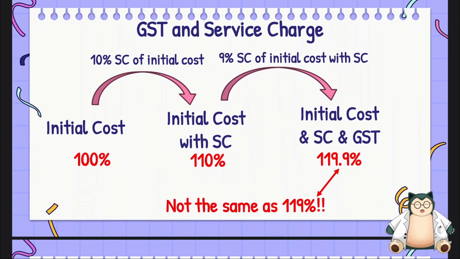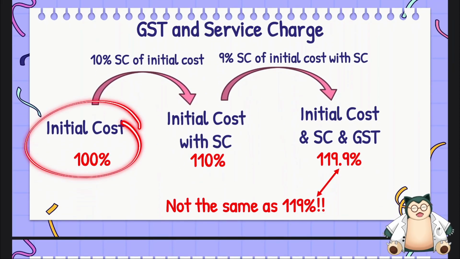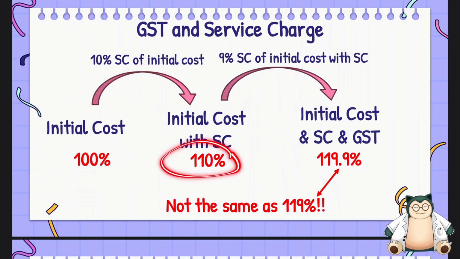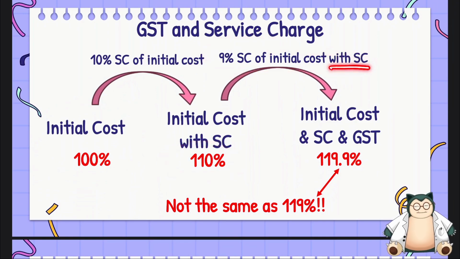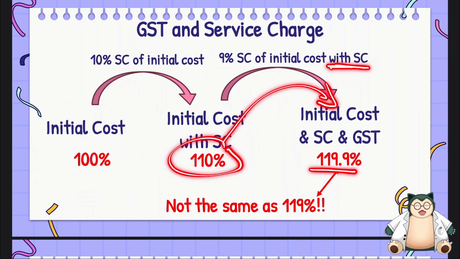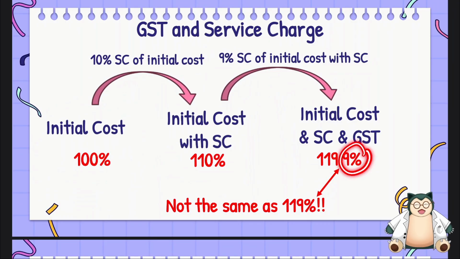Okay, so take note, initial cost is 100%. If we add in 10% of our initial cost, we'll get 110%, right? Which is expected. However, when we add in our GST, it is 9% of the initial cost with the service charge. So 9% of this amount. And then this will give us 119.9%. This extra 0.9% is what makes the previous working wrong.